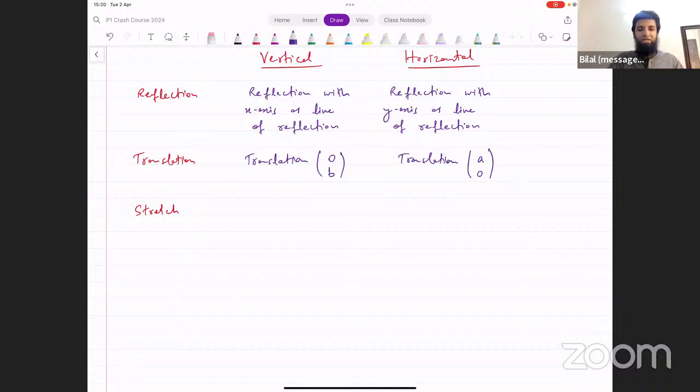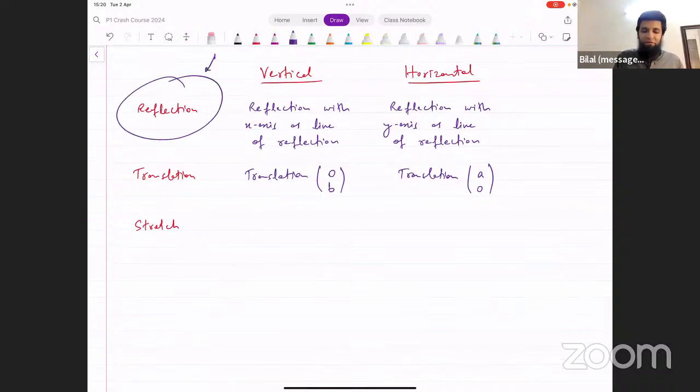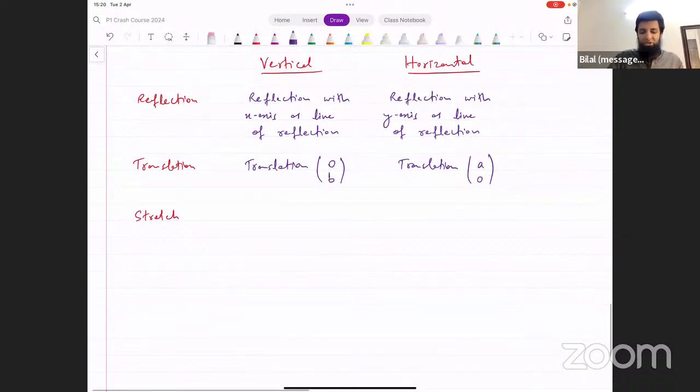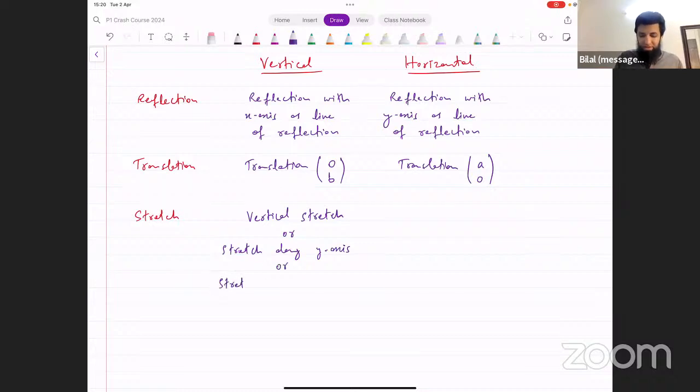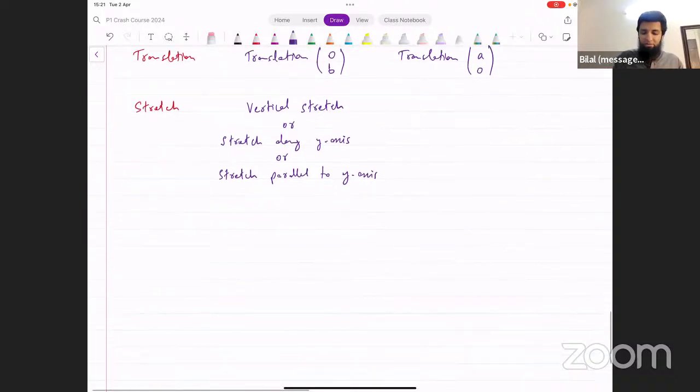Okay. And then finally, you have stretch. When you have vertical stretch, you could write it as vertical stretch, that is acceptable. In reflection, that's not acceptable. In reflection, you have to write down the line of reflection. In stretch, you could say it's a vertical stretch. That could be one possible description. Or you could say it's a stretch along y-axis, or you could say it's a stretch parallel to y-axis. So any of these 3 descriptions would work to describe the stretch, along with the scale factor. So you would say either it's a vertical stretch or stretch along y-axis or stretch parallel to y-axis.